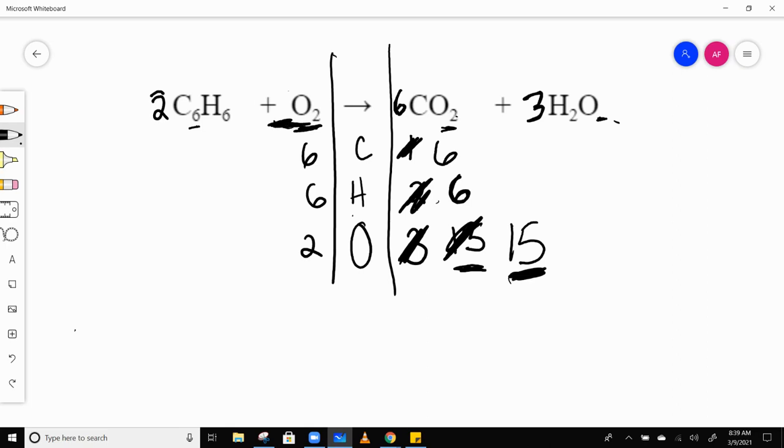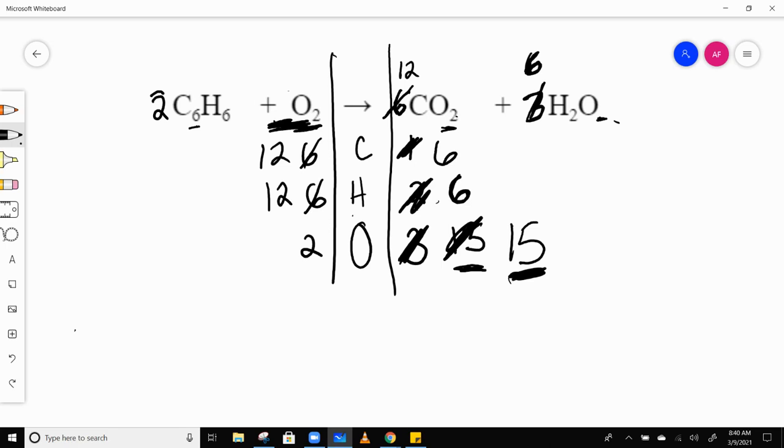I leave this one blank for now. I just leave it as a 1 for now. And then make that 12, and then make this 6. And then again, when I change my coefficients, I've got to do a recount. So this becomes 12, this becomes 12. Oxygen stays the same. I didn't change this because that's the one that's screwed up, so I'm just leaving it there for now.